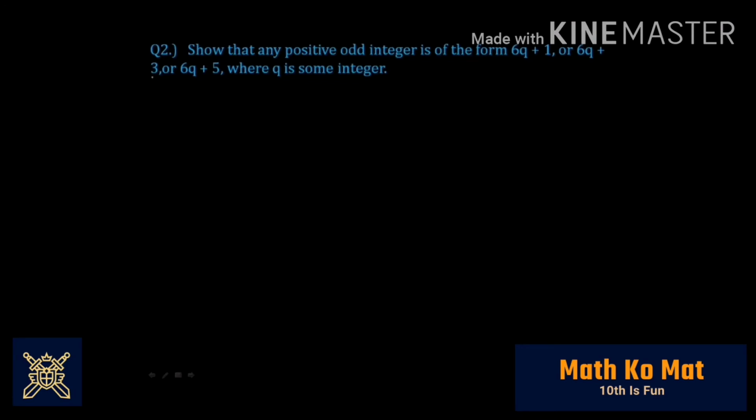Hello guys, what's up? This is the second question of exercise 1.1 of CBSE's 10th NCERT Maths book. In this question, we have to show that any positive odd integer is of the form 6q plus 1 or 6q plus 3 or 6q plus 5, where q is some integer.